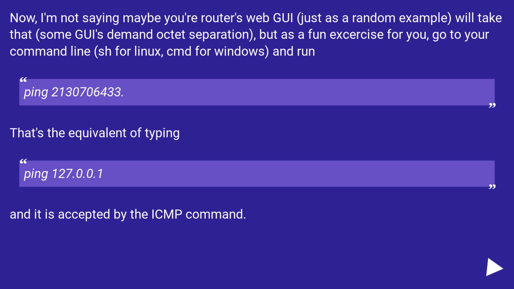Now, I'm not saying maybe your router's GUI would accept this. Just as a random example, we'll take that. Some GUIs demand octet separation, but as a fun exercise, go to your command line, sh for Linux, cmd for Windows, and run ping 2,130,706,433. That's the equivalent of typing ping 127.0.0.1. And it is accepted by the ping command.